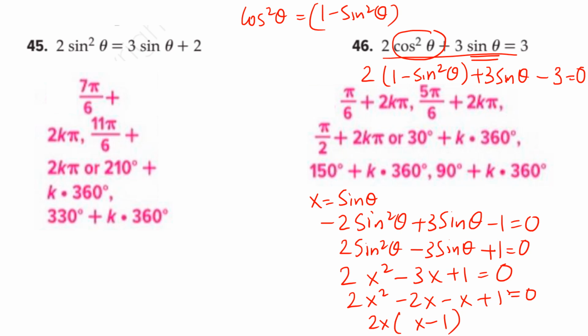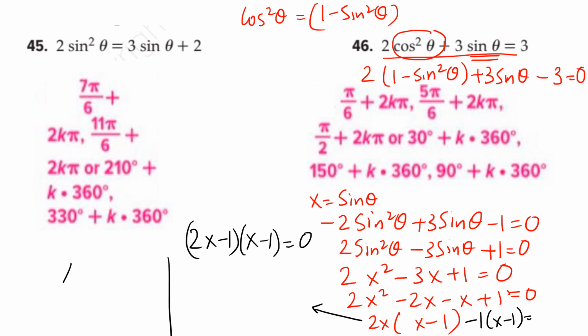2 we have already taken, so only x, and then minus 1 times x minus 1. So here, if you do the factors, it is 2x minus 1 and x minus 1 equal to 0. Therefore, the two roots will be x equal to 1 by 2, x equal to 1, where x is sine theta: sine theta equal to half, sine theta equal to 1.